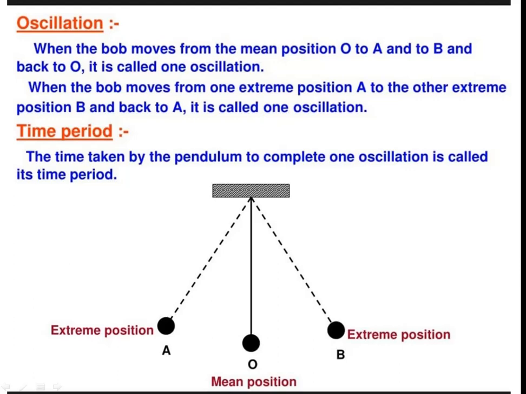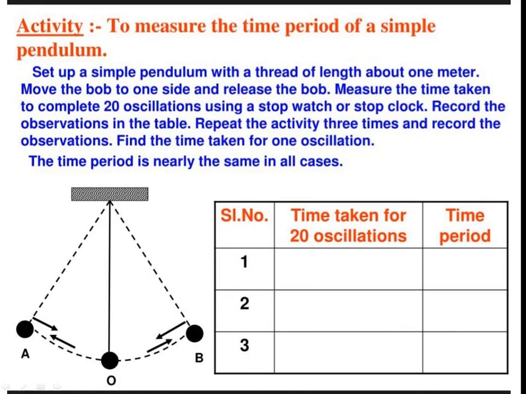Oscillation. When the bob moves from the mean position O to A and to B and back to O, it is called one oscillation. When the bob moves from one extreme position A to another extreme position B and back to A, it is called one oscillation. Time period. The time taken by the pendulum to complete one oscillation is called time period. Activity to measure the time period of a pendulum.